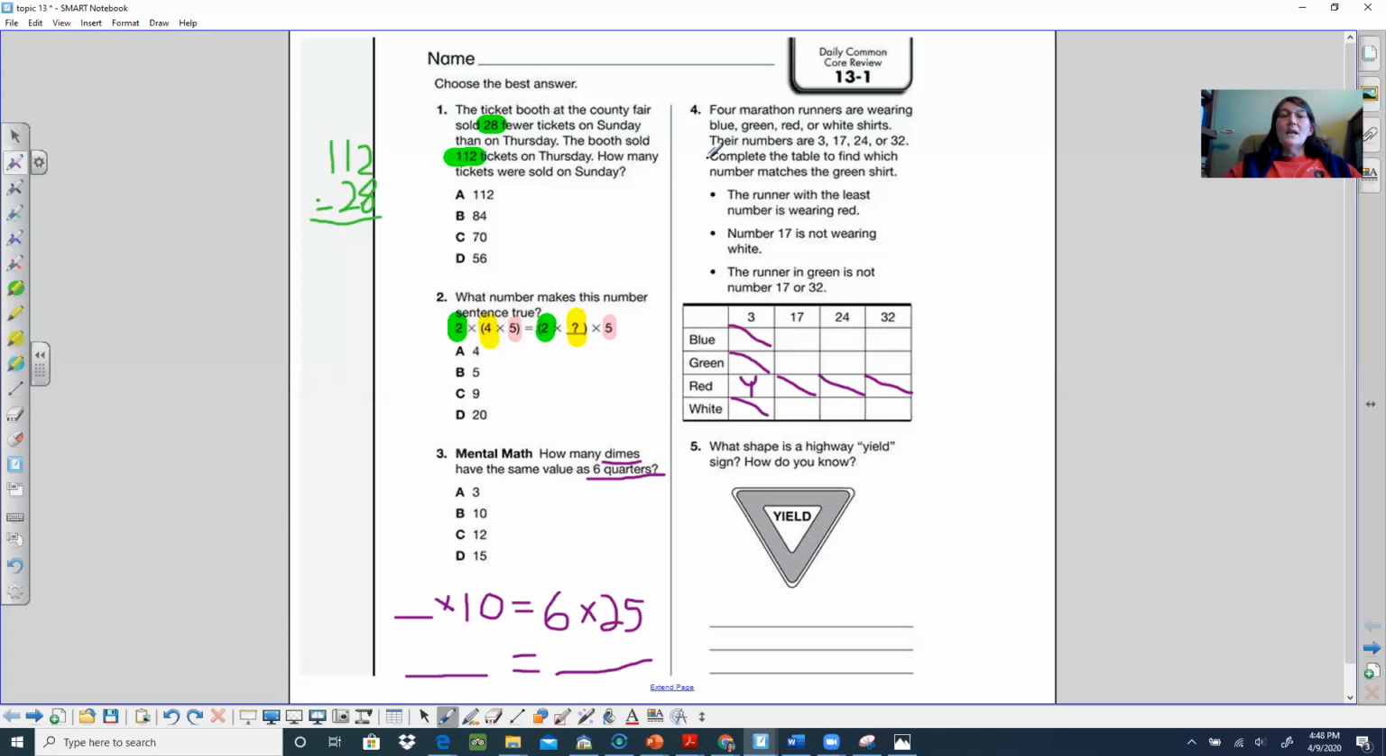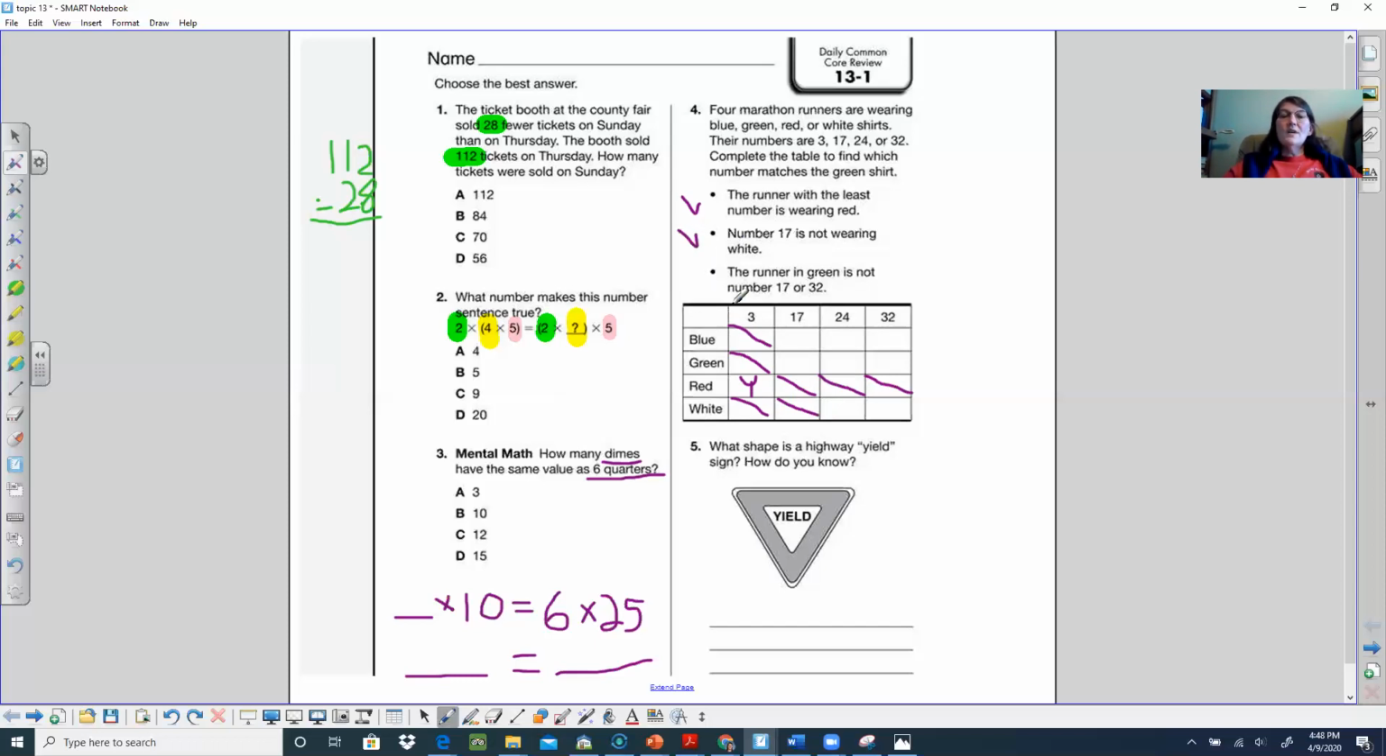Okay, now I'm going to read my next one. I finished this guy, so I'm going to put a check mark next to him. I'm done with that. The number 17 is not wearing white. So here's 17. Well, I don't know about blue yet. I don't know about green yet, but I know it's not wearing white. So I can cross that one off. I have dealt with the number 17 not wearing white.